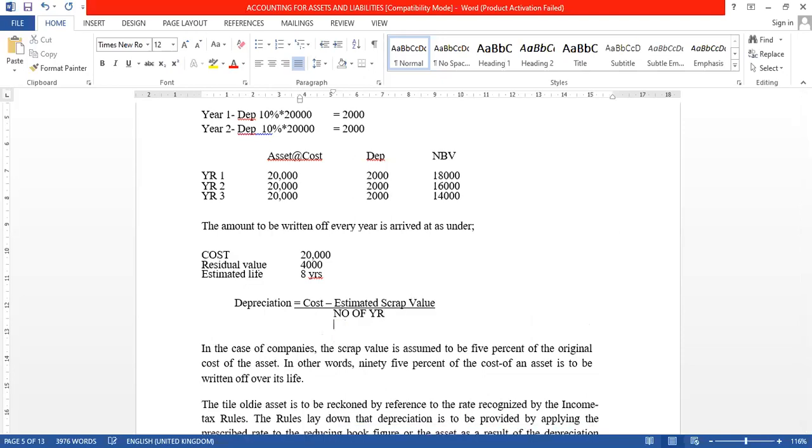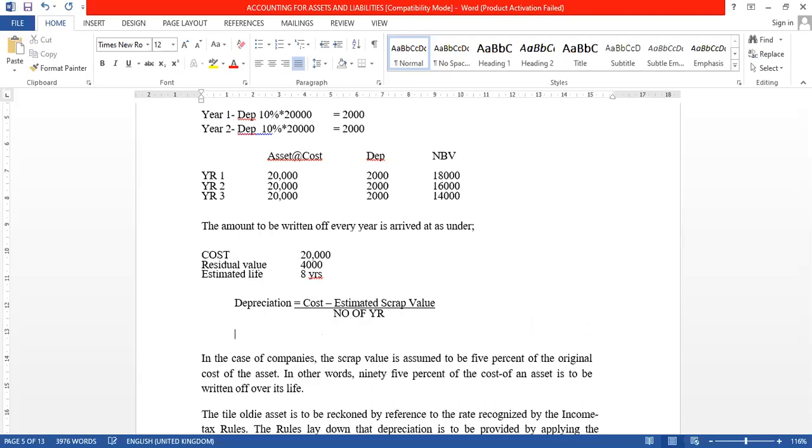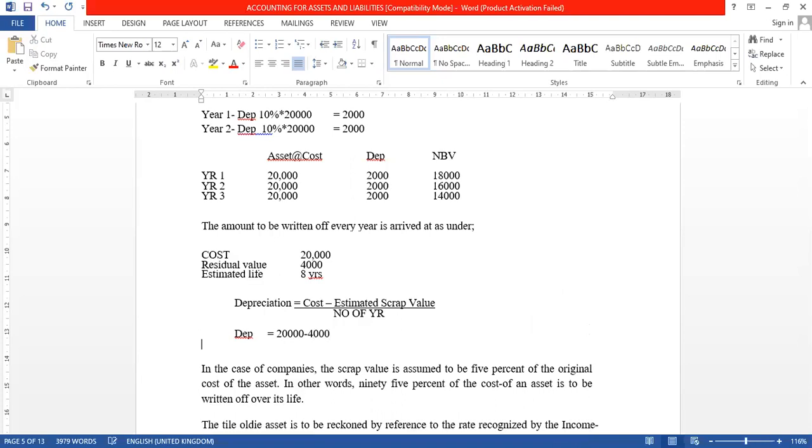And therefore, what that means is that depreciation becomes what? It is equal to cost, which is 20,000, minus scrap value, which is 4,000, divided by the number of years, which is 8, right? So depreciation per year becomes what? Good people. It becomes 2,000. Do you see that?